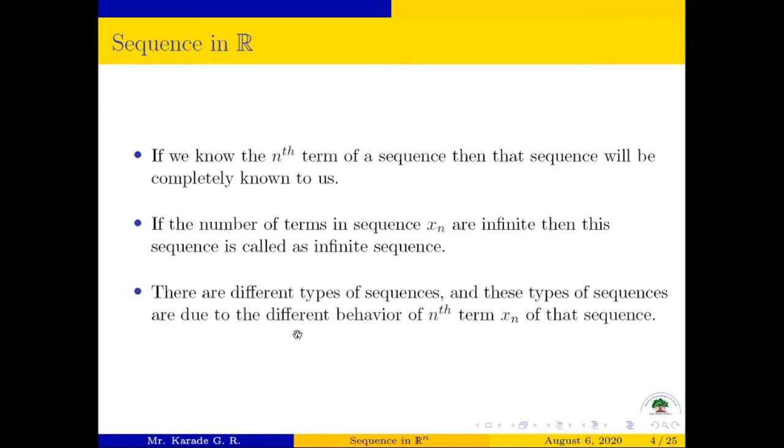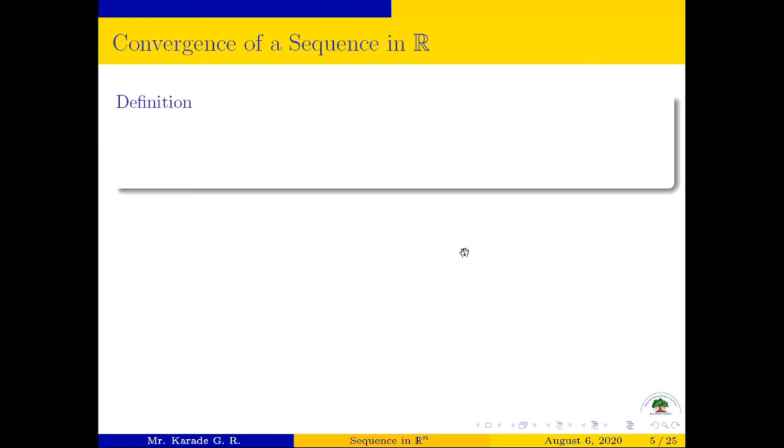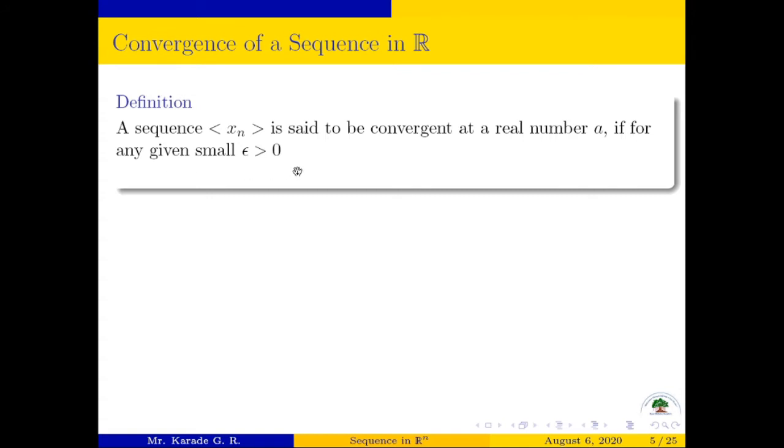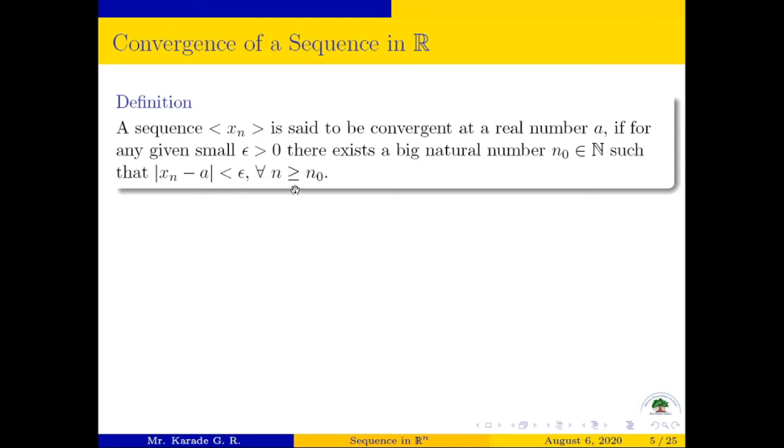There are different types of sequences, due to the different behavior of the nth term xn of that sequence. So let us define convergence of a sequence in R. Definition: a sequence xn is said to be convergent to a real number a if, for any given epsilon greater than 0, there exists a big natural number n naught belonging to N such that mod of xn minus a is less than epsilon for all n greater than or equal to n naught.